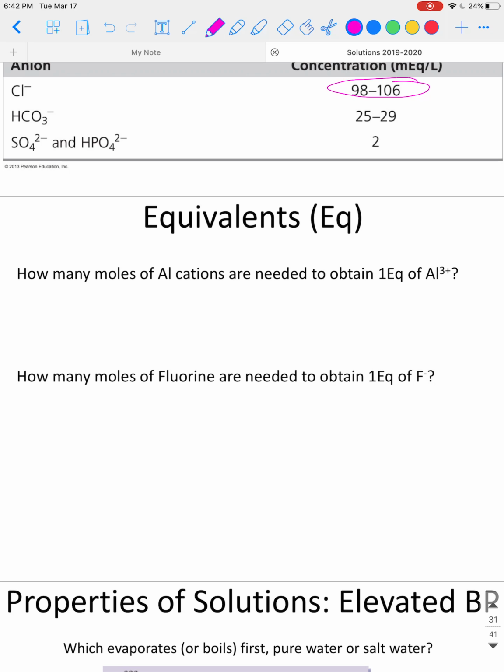You will definitely need to be able to do problems similar to this with equivalence and understanding equivalence. So here's the question. How many moles of aluminum cations are needed to obtain 1 equivalent of aluminum plus 3? So if we look at this, remember that 1 equivalent equals 1 mole of charge. And in fact, let me go back and write of plus 1 charge.